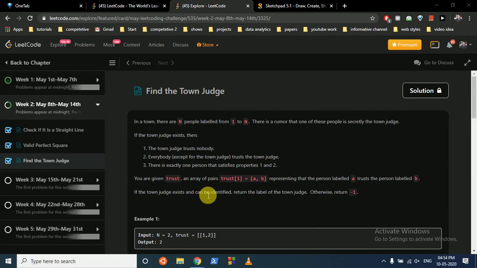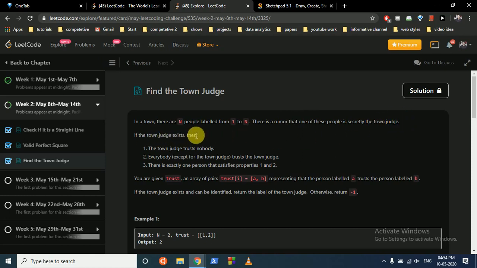So today we're gonna discuss this question from LeetCode Challenge, Problem 9: Find the Town Judge. In this problem, it is given that in a town there are n people labeled from 1 to n. There's a rumor that one of these people is secretly the town judge.